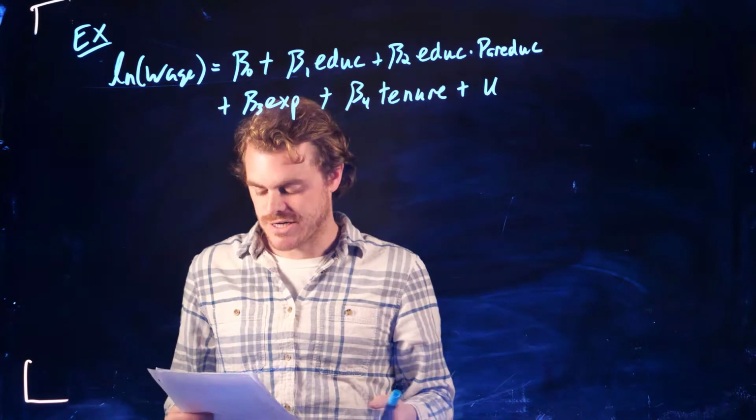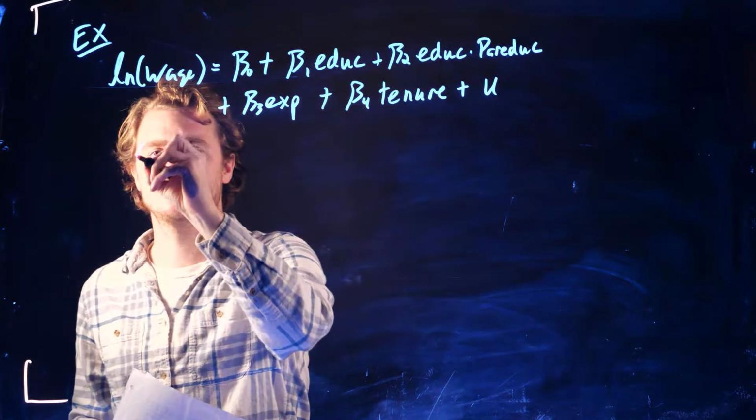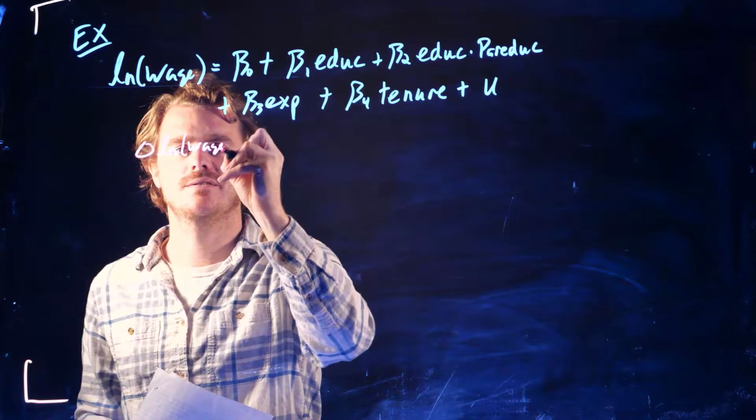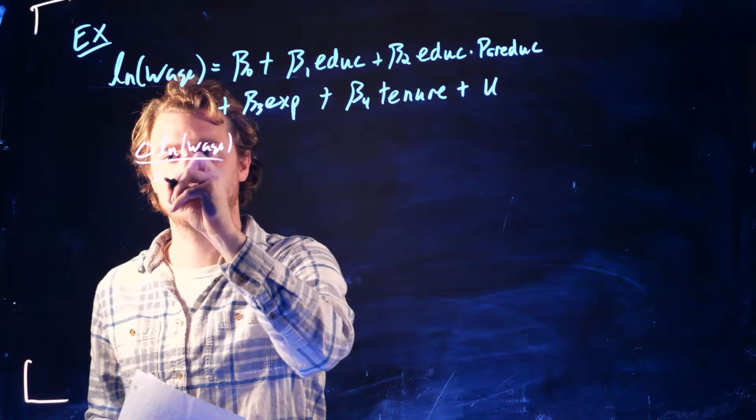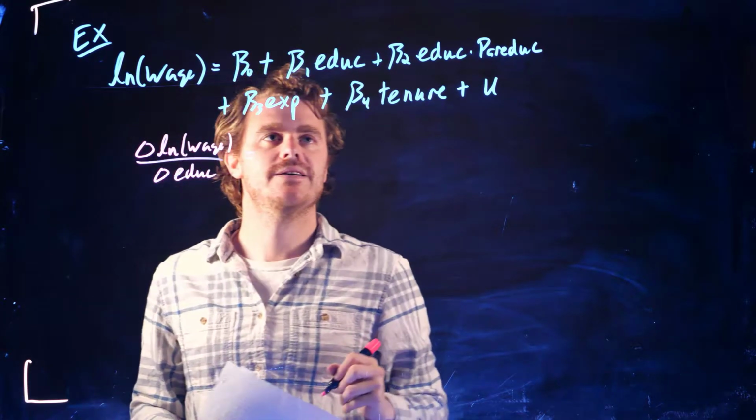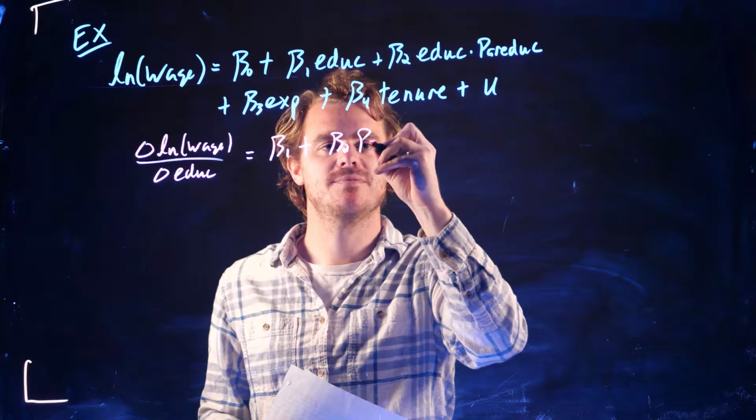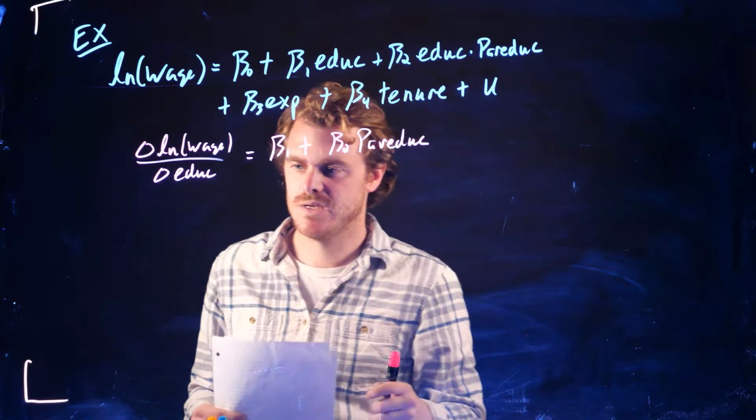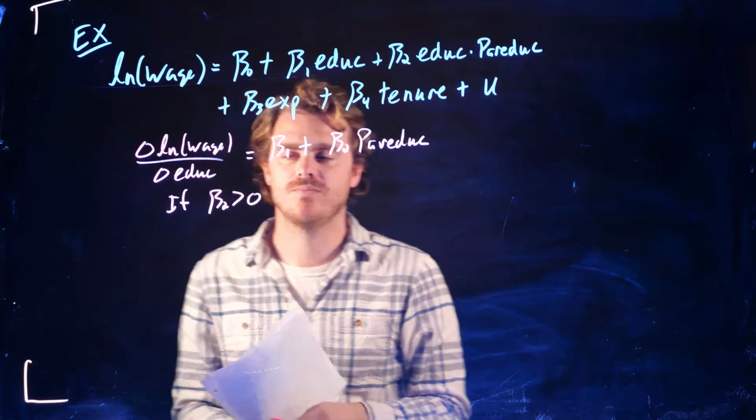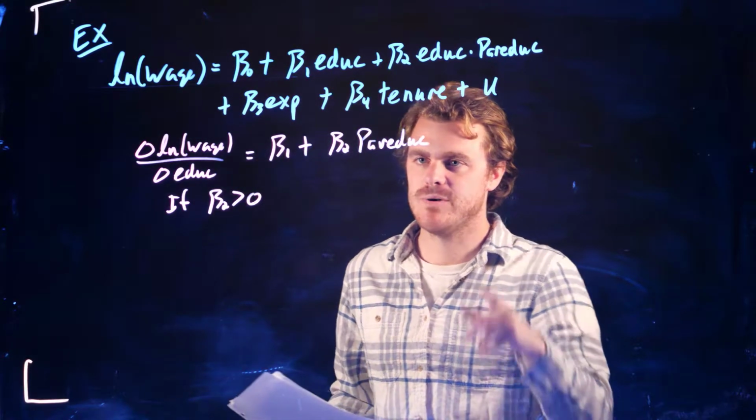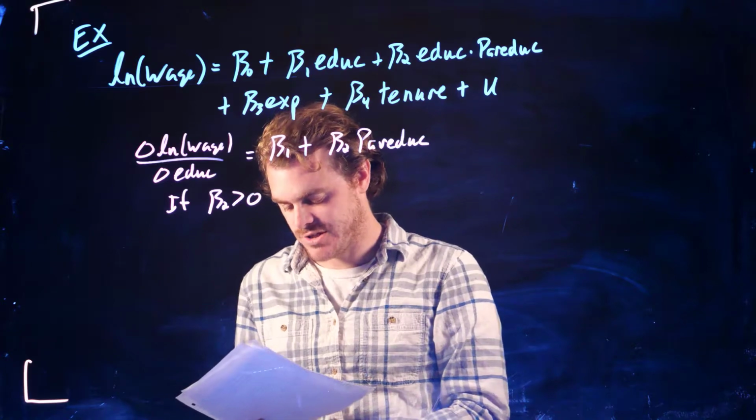Okay, so let's say this is the regression. Now the partial effect of education, the change in log wage. We're not going to think about the change in wages, but let's look at the change in the log of wage. It is going to be equal to beta 1 plus beta 2 times parental education. What this means is, if beta 2 is greater than 0, that means someone whose parents are more highly educated gets larger returns to education.